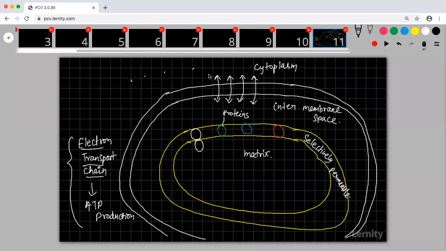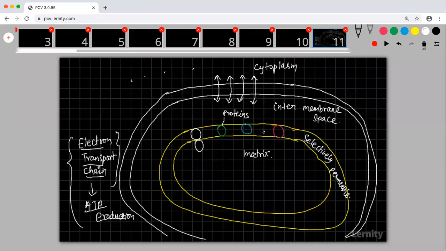You have to understand that this process of electron transport chain will give rise to what we call ATP. Whatever is required for this process, your ATP production, is present in this particular one.